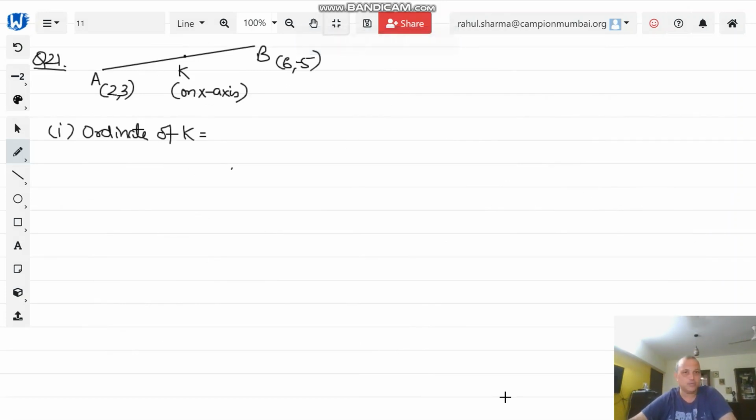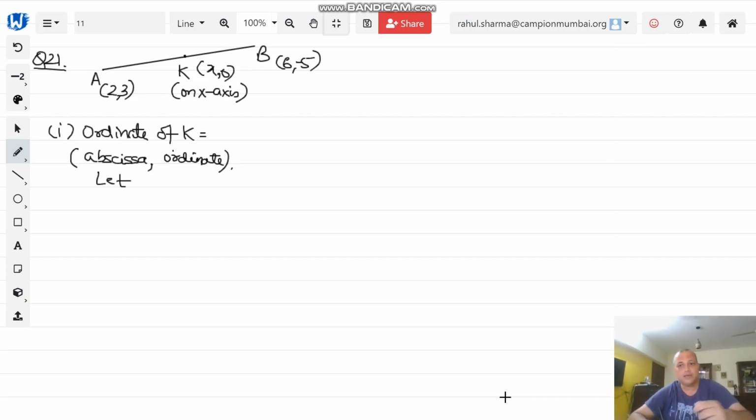The line segment joining 2, 3 and 6, negative 5 is intercepted by the x-axis at point K. Write down the ordinate of the point K. Now, if you remember, the first thing which comes, the x-axis coordinate, is abscissa, and the y-axis coordinate is known as the ordinate. Now, since this is intersecting on the x-axis, the coordinate of the point will be x comma 0. So let K be x comma 0. So ordinate of K is 0, which is here.